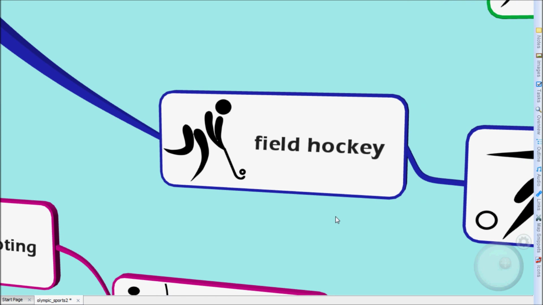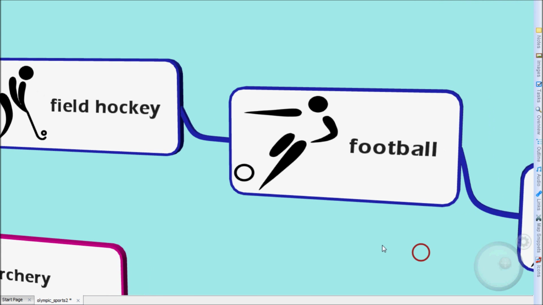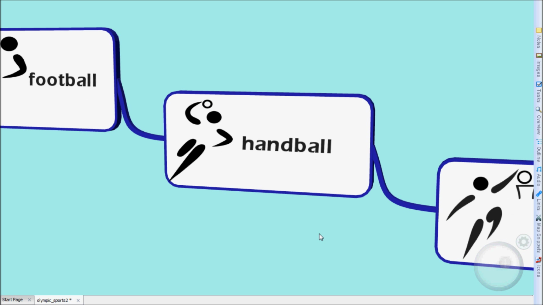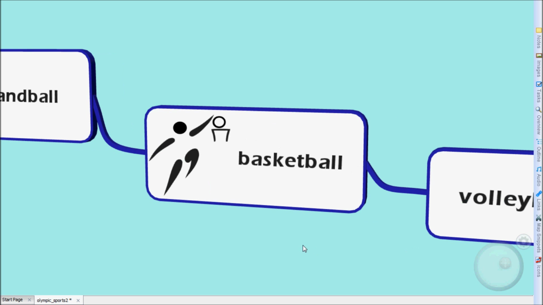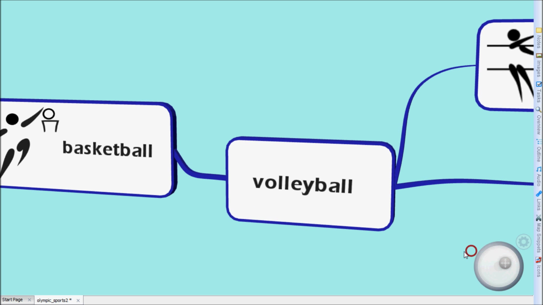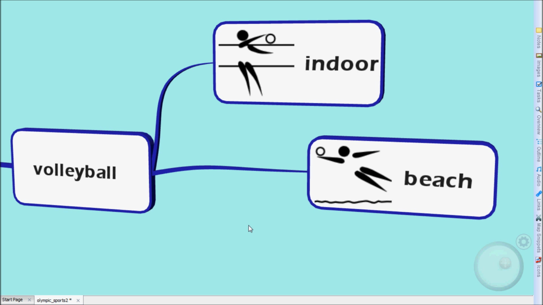Then we've got field hockey, football, one of the world's most popular sports, handball, there we go, basketball, and volleyball. And there are two types of volleyball that are represented in the Olympics, and that's indoor volleyball and beach volleyball. What else do we have?